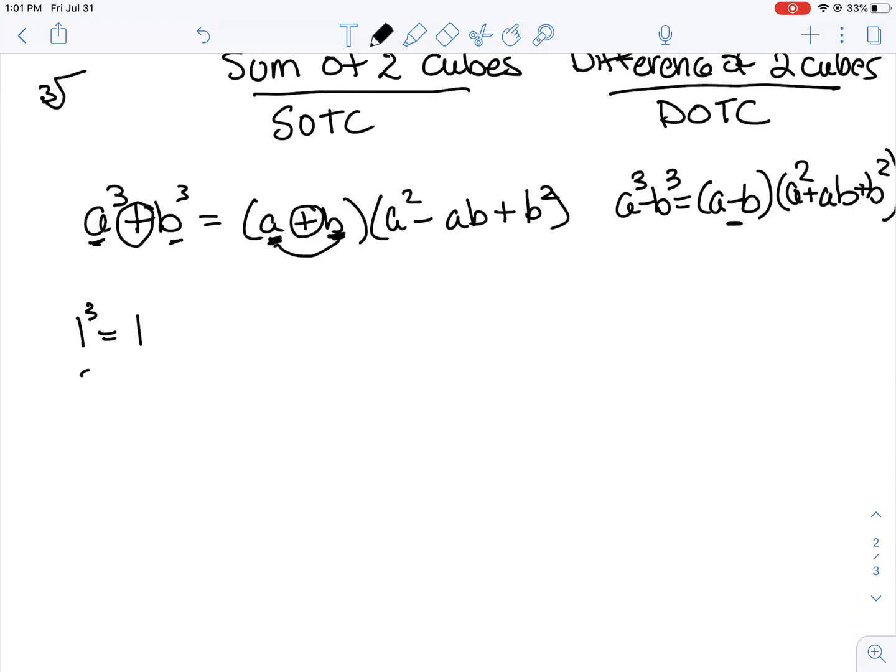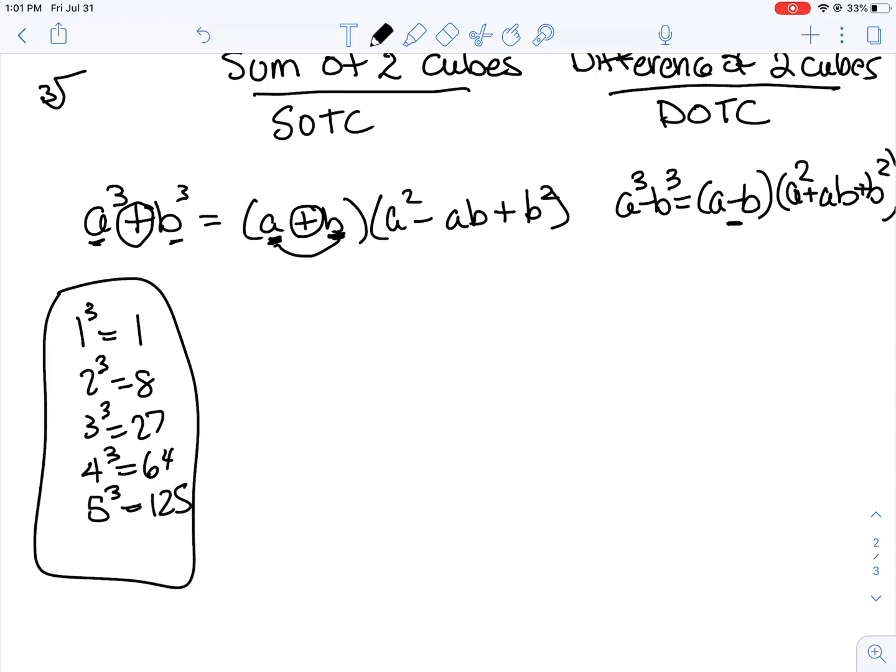I did give you some common cubes. 1 cubed is 1, 2 cubed is 8, 3 cubed is 27, 4 cubed is 64, 5 cubed is 125. Those are some common ones that I might use. If you get one that's higher and you're not sure, just use that cube root button on your calculator. Okay, let's take a look at a couple examples here.